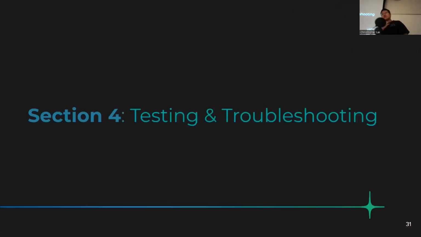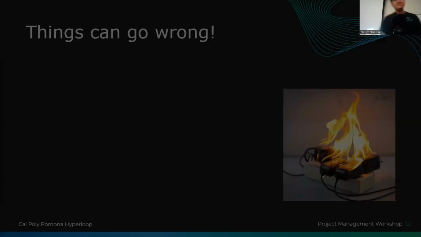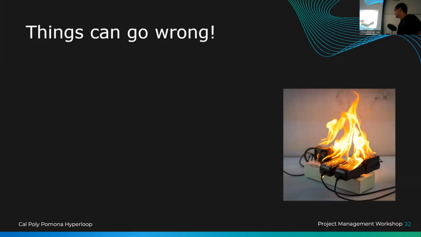Okay, now to go on to the section about testing and troubleshooting. This is just to give you a brief overview as to what you can expect when troubleshooting projects, because a lot of the times, it's not going to be obvious as to what goes wrong. Other times it's going to be very obvious, like when you plug something in and the motor explodes. Very obvious that something went wrong, right? But things can go wrong. That is a power outlet on fire.